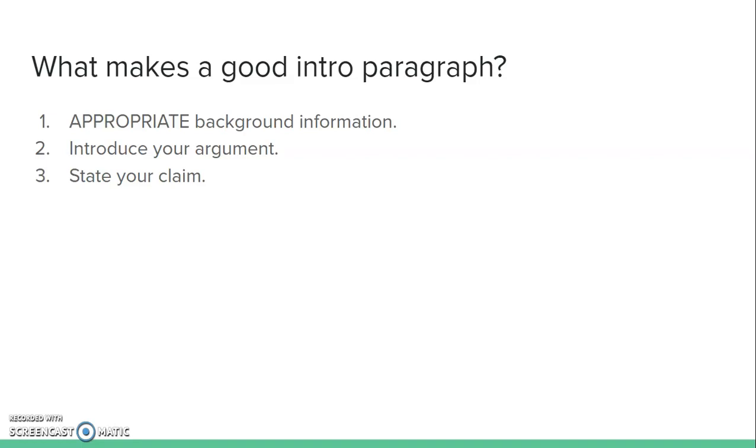Okay? So this is what it should look like, you guys. You should give some background information about the situation, give some context. Then you're going to introduce what the argument is. Like, what is the controversy? What is the yes or no? And then you're going to give your claim. What do you think about that? All right?